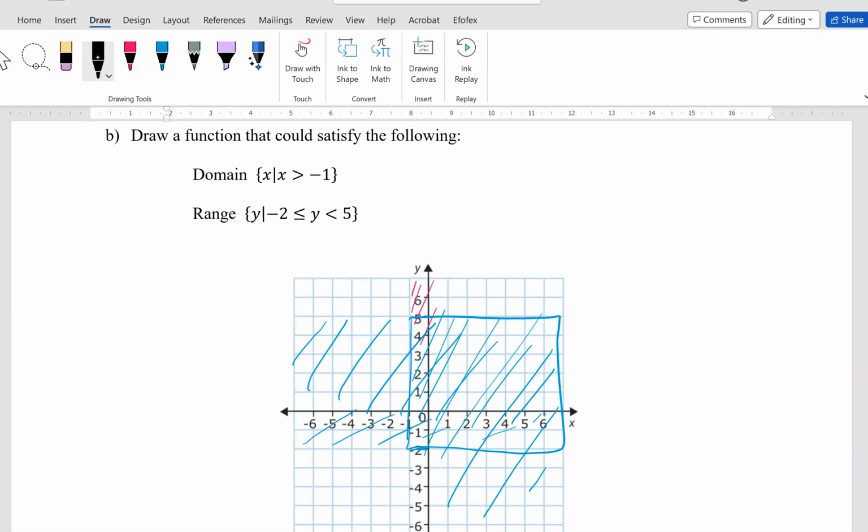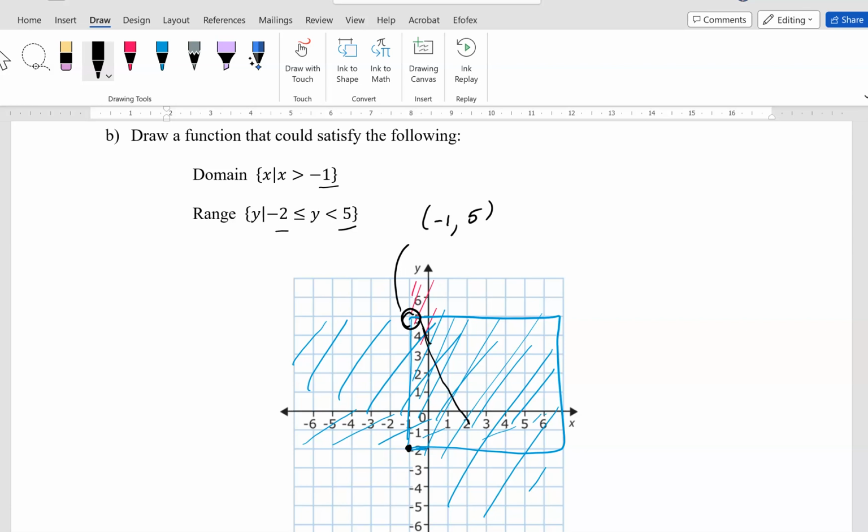Okay, and it could be something as simple as, how about you could just go, so less than or equal to 2. Okay, so how about we have an open dot here, because that's the coordinate -1, 5, so that's satisfying that and that. And we can go anywhere. It can keep going and going and going, but -2 for our y value.